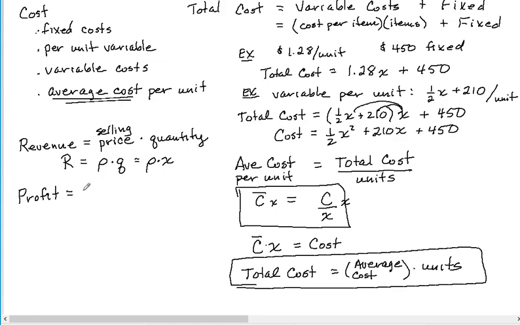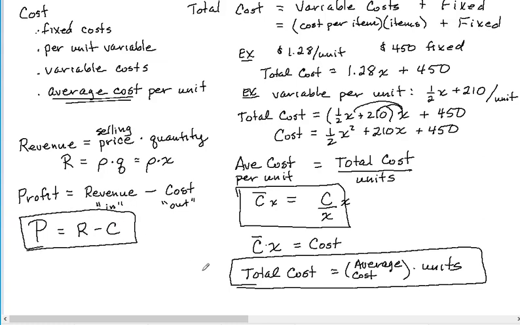Now, profit. Profit is total revenue, that's the money coming in, less the total cost, which is money that's going out. So you bring in your revenue, you pay your expenses, what's left over is the profit. Profit is a capital P, revenue take away cost. And this is the form that we'll use throughout the course.